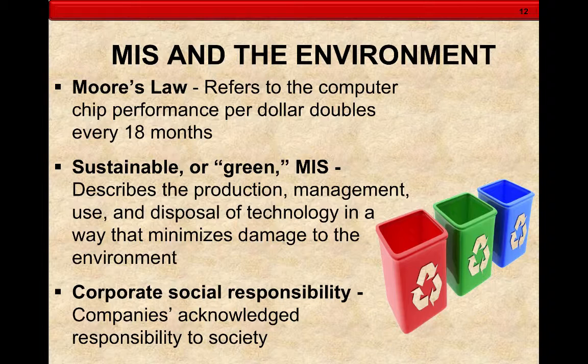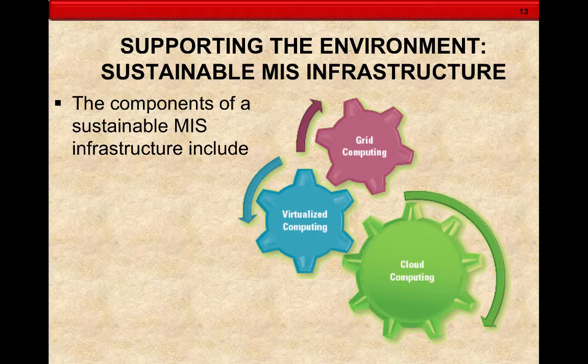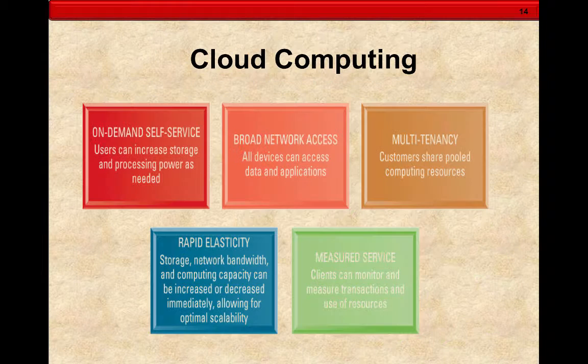Sustainability for the environment. That's really big now. I mentioned that earlier, to be able to make sure we're not using up too many resources. So supporting the environment for sustainability, there are 3 components to that. There's grid computing, virtualized computing, and cloud computing. So when we talk about grid computing, we're talking about a collection of computers that are geographically placed, that are working together, coordinating together to solve a problem.